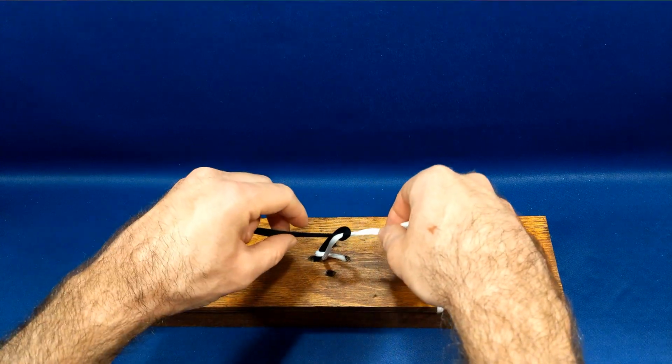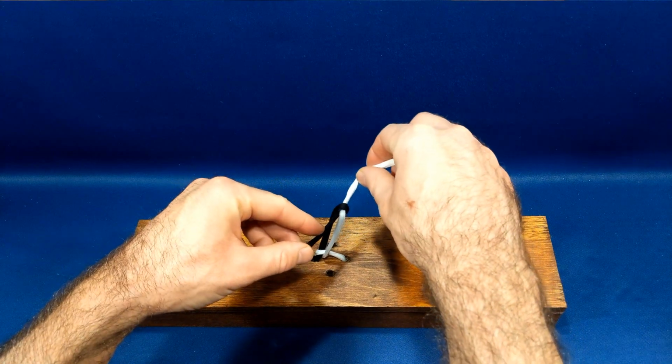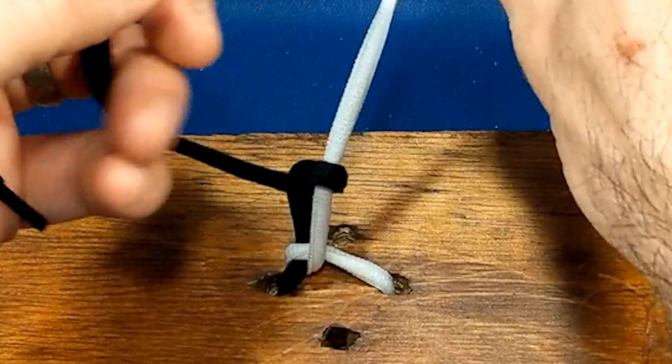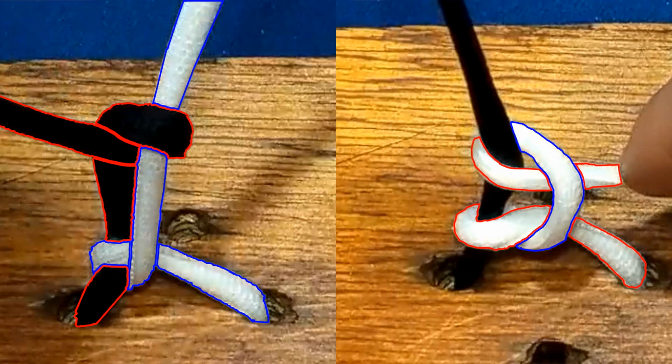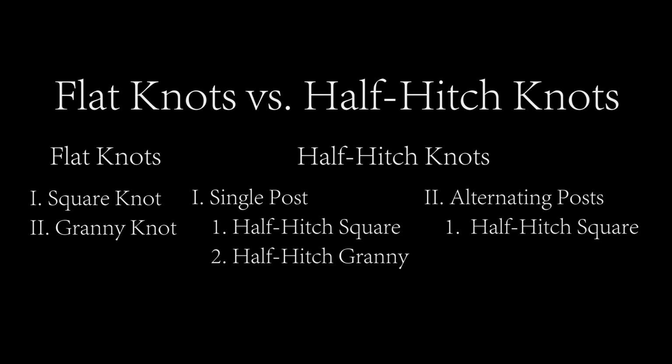However, in contrast to the single post half-hitch square knot, greater tension is then applied to the white strand, which becomes the new post strand, and the black strand is tightened using the left hand down to the surface of the wooden board. In the first throw, the white strand loops around the black strand, which serves as a post. However, for the second throw, the black strand wraps around the white strand, which serves as the post. This is in contrast to the single post half-hitch square knot, for which the black strand served as the post for both throws. We will next consider the half-hitch granny knot using alternating posts.